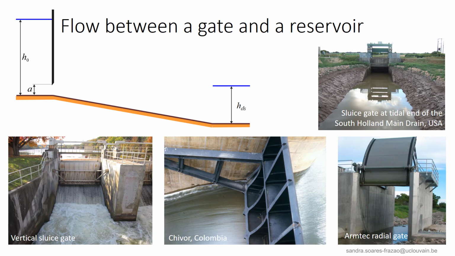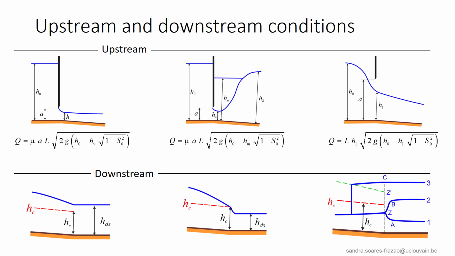In the previous lesson, we presented the different elements related to the calculation of a water profile in a prismatic channel between an upstream underflow gate and a downstream reservoir. We will now analyze the different possible flows that can occur in such a system.